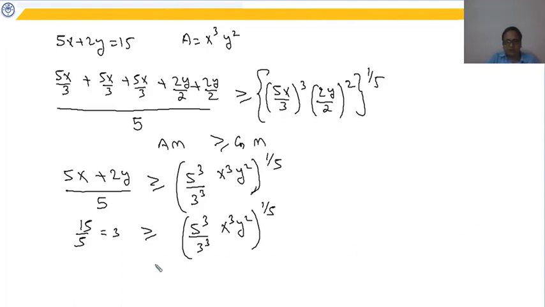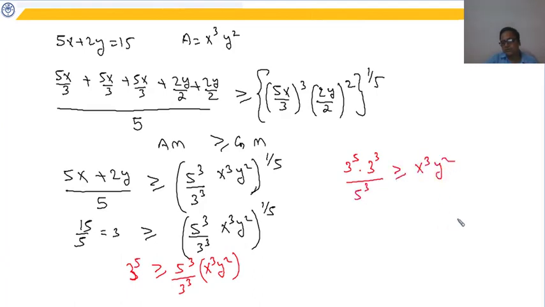Now we raise power 5 on both the sides, to simplify that 1 by 5th part, so it becomes 3 to the power 5 on the left hand side is greater than or equal to 5 cube upon 3 cube into x cube y square. Now this positive we can take to the left hand side, so it becomes 3 to the power 5 into 3 cube upon 5 cube is less than or equal to x cube y square.